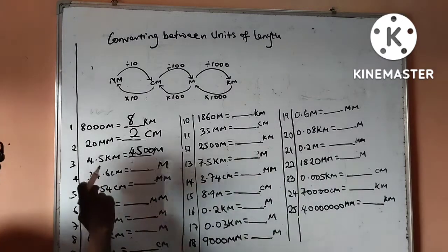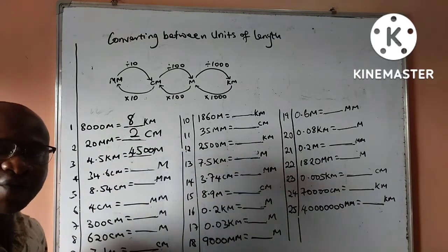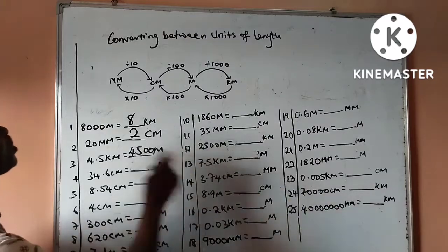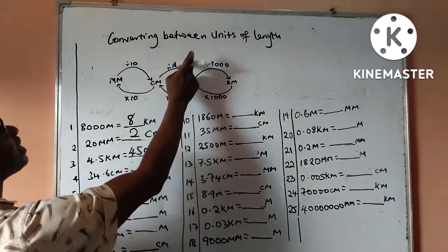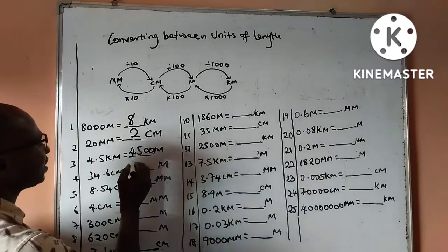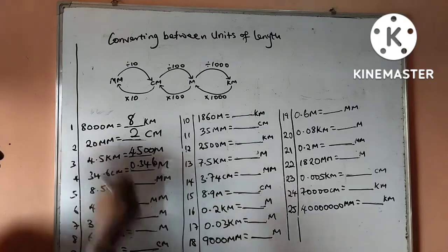Alright? So I have number 4. 34.6 centimeters. I want to convert that to meters. What does it mean? From centimeters to meters, I divide by 100. So I divide 34.6 by 100. It will give me 0.346. Answer.